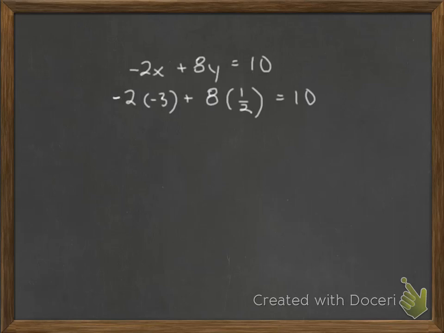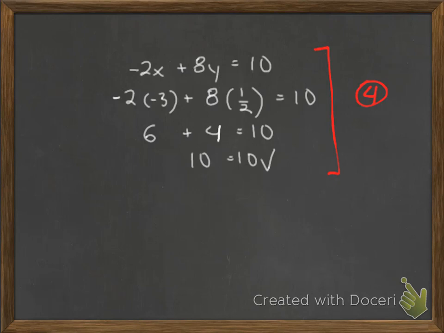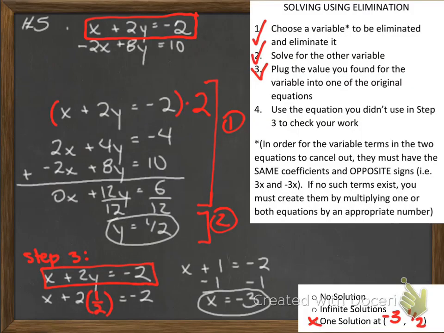Okay, so negative 2 times negative 3 is positive 6, half of 8 is 4. So we get 6 plus 4 is equal to 10, or 10 equals 10. And again, that is step 4. So since we have a mathematically true statement in step 4, that means that our solutions for x and y are correct. So we can stop here and we can say that the solution to our system is negative 3, 1/2, or x equals negative 3 and y equals positive 1/2.